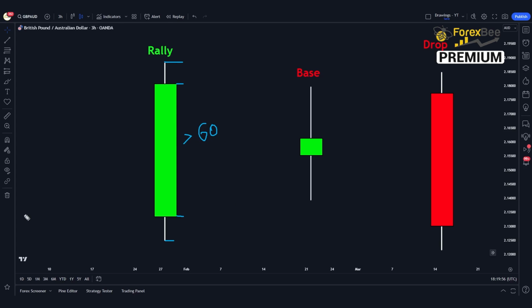And this rally candle, as I said, is the representation of the momentum of buyers. With the formation of this rally candle, the buyers will be in momentum and they will be pushing the market in the bullish direction.